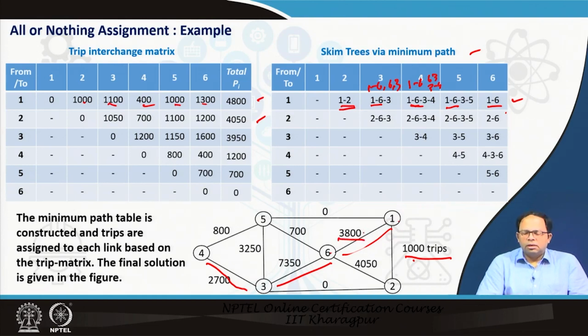So in this way we will load the different traffic volumes into the links that fall on its shortest path, and eventually we will get the total amount of volume in each of these links, and then we can also see which of these volumes exceed capacity using V by C ratios, and we may propose expansion of certain links, or we may propose some other measures to reduce volume in that particular link, and so on. So the minimum path table is constructed and trips are assigned to each link based on the trip matrix. The final solution is given as we have just estimated.